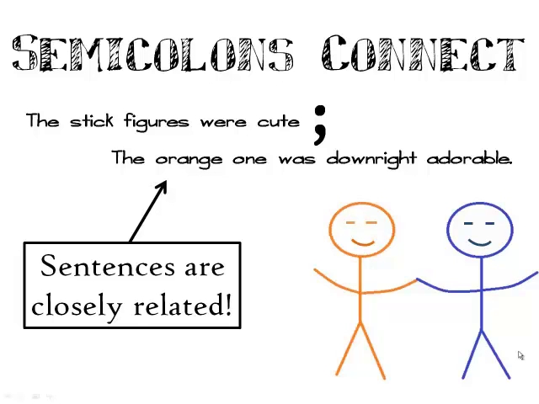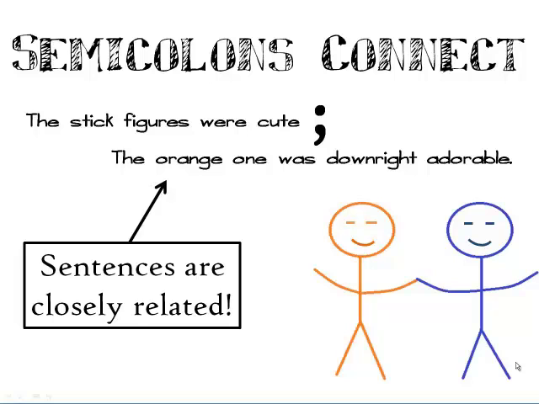So let me read these so that you get an idea of what I'm saying. The stick figures were cute. This is my first thought or idea. Now on my second sentence, I elaborate on that. I say the orange one was actually downright adorable. And so this is one reason why I might want to use a semicolon to connect these two sentences. And that would be to show that these sentences have a strong relationship, and that my reader can flow from the first thought directly into the second thought or extension without having to make these two separate sentences.